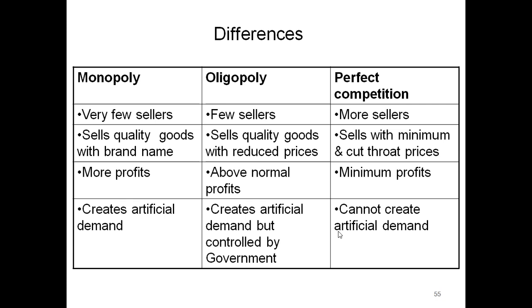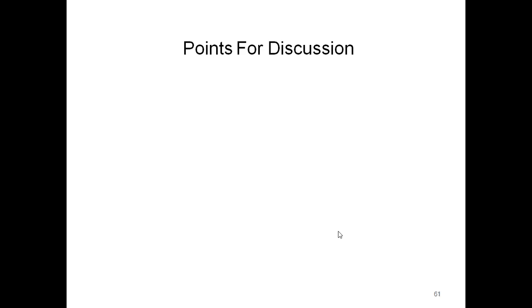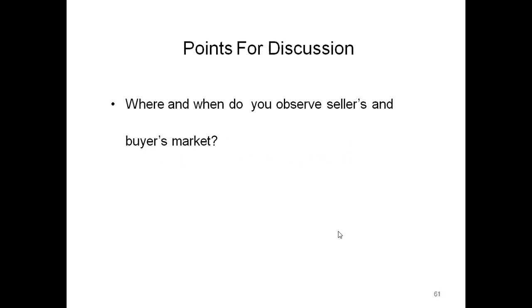Monopoly sells with his brand name. Brand name increases sales in the case of oligopoly. Buyers will not mind the brand name. Now we'll slowly see what the differences are. We'll try to memorize the differences between the sellers and buyers market and then exit from the discussion. The very important topic is sellers and buyers market.